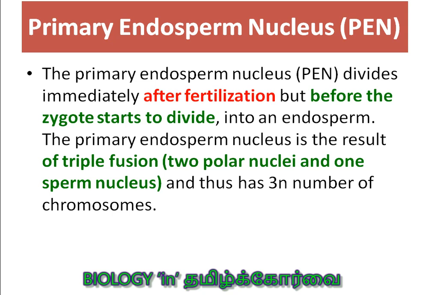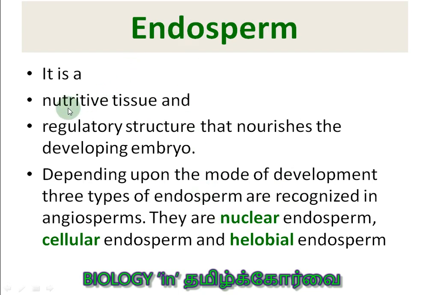Now the primary endosperm nucleus is the result of, as we already discussed, triple fusion. The two polar nuclei and one sperm nucleus, and thus it has 3n number of chromosomes. Endosperm, you see, is a nutritive tissue. Not only nutritive tissue, one more function is also given. It is a regulatory structure. It is a regulatory structure regulating what? It regulates the developing embryo and also nourishes the developing embryo.